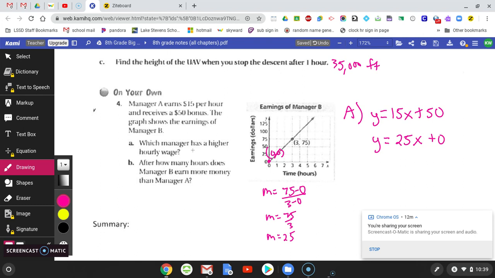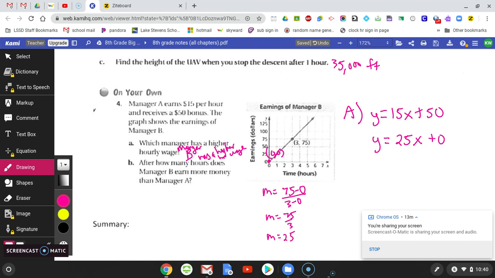So which manager has the higher hourly wage? Well, now we've put them in a way that we can compare them. The hourly wage is our slope, how much they get per hour. So you can see that manager B has a higher hourly wage. So I should probably write manager B has a higher hourly wage. And then it says, after how many hours does manager B earn more money than manager A?